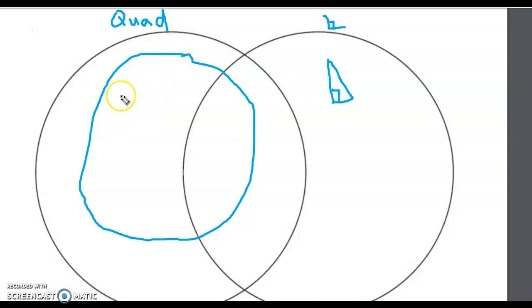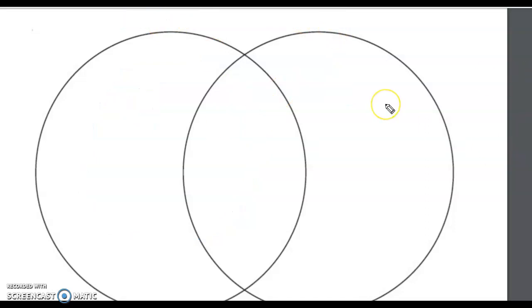Maybe you have a quadrilateral in here that's a quadrilateral, but it does not have a right angle, so it can't go in there. Only the things that have both. So if it's a quadrilateral and it has a right angle, then it could go in there. Those are the kind of things that we're going to be learning about today. So we're going to be using the Venn diagrams to compare.